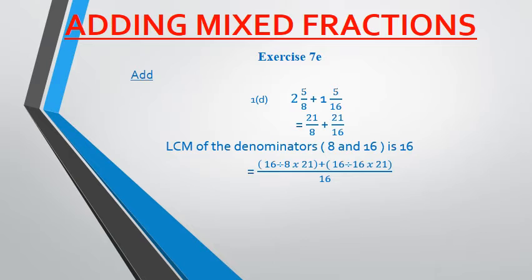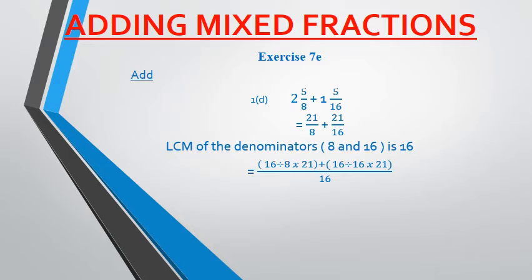So the sum of these two fractions, that is 21 upon 8 plus 21 upon 16, is equal to 16, which is the LCM of the two denominators, divided by 8, which is the first denominator, multiplied by 21, which is the first numerator, plus 16, which is the LCM of the two denominators, divided by the second denominator, multiplied by the second numerator, upon the LCM. Means in the denominator we will write the LCM of the denominators, which is 16.